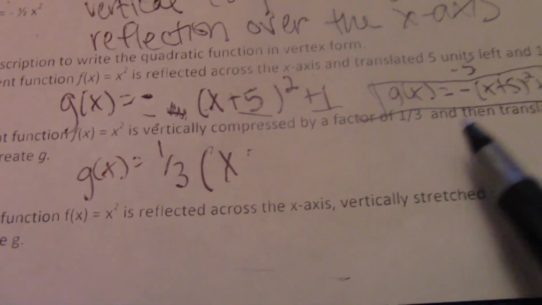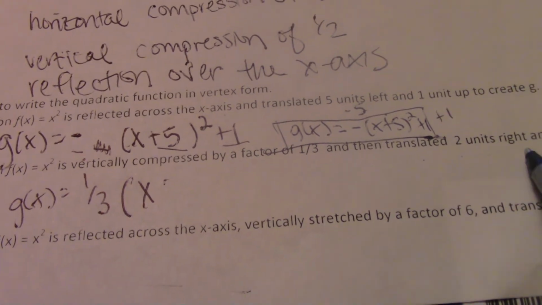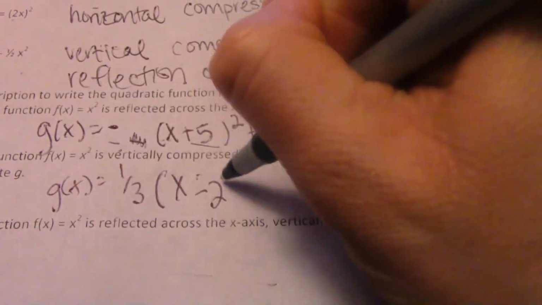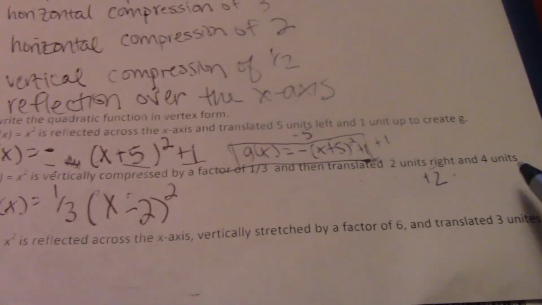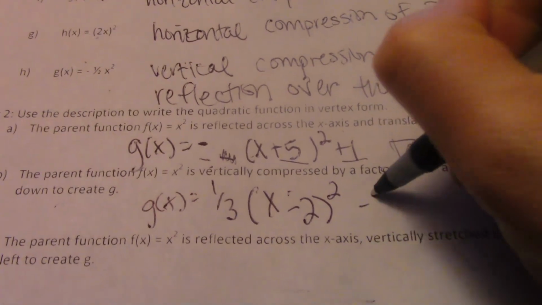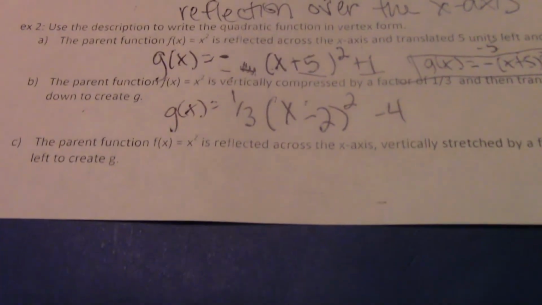translated 2 units right. So right is a +2, so opposite of +2 is -2 squared, and then 4 units down. Down means minus, so -4. And there we go. Last one.